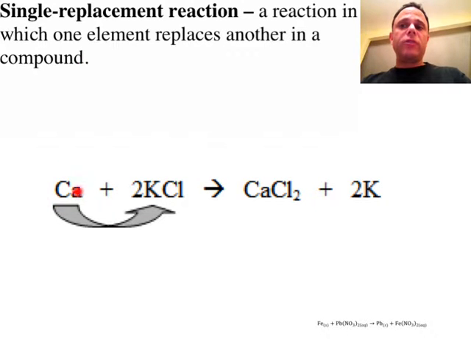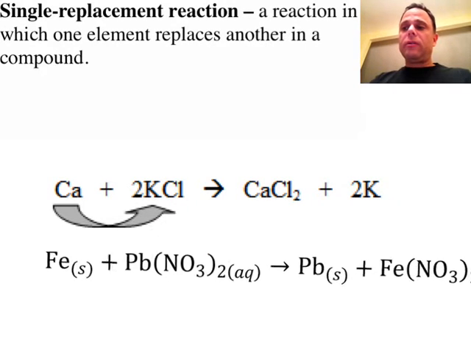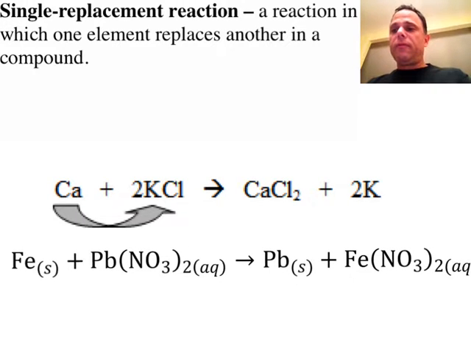So here we have calcium replacing the potassium that is within potassium chloride, and it becomes calcium chloride and free potassium. And here's another example, where we have free iron replacing the lead of lead nitrate, producing free lead and iron(II) nitrate.